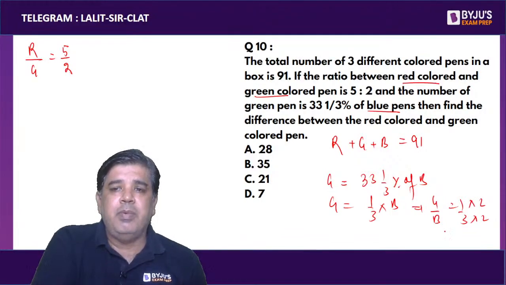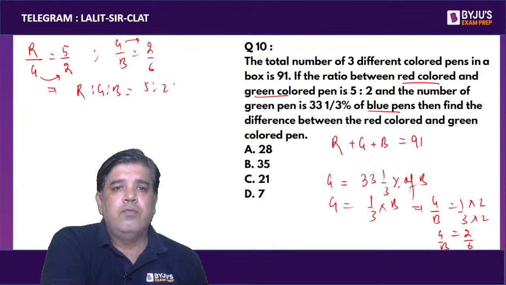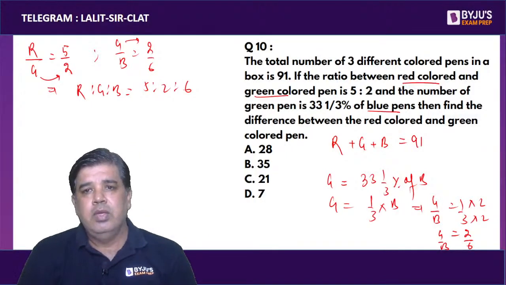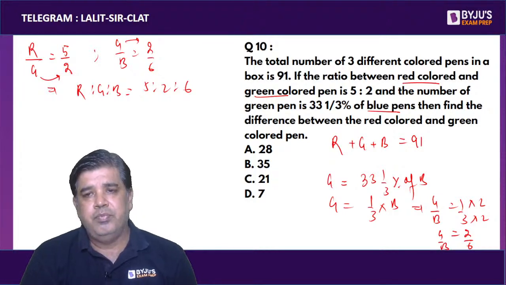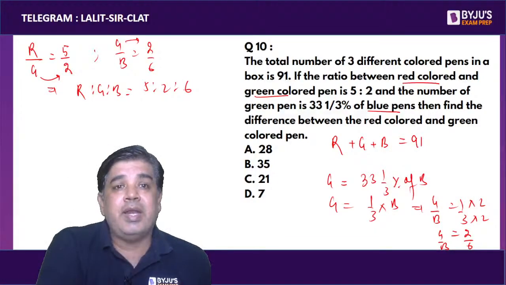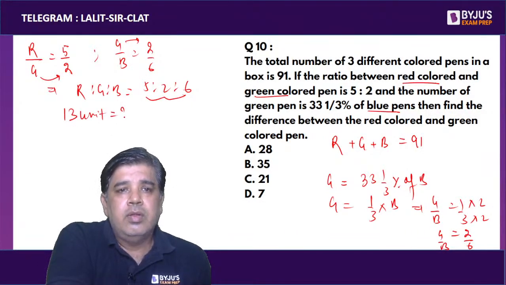If I multiply it by 2, this is 2 by 6. So G by B is 2 by 6. Now the number of G is the same, 2, 2. So we can say that R, G, B is in the ratio 5 is to 2 is to 6. What is the difference between the red color and green color pens? Okay. Now the total number of pens is 91. So 5 plus 2 plus 6, 13. 13 units is 91. So 1 unit is 7.